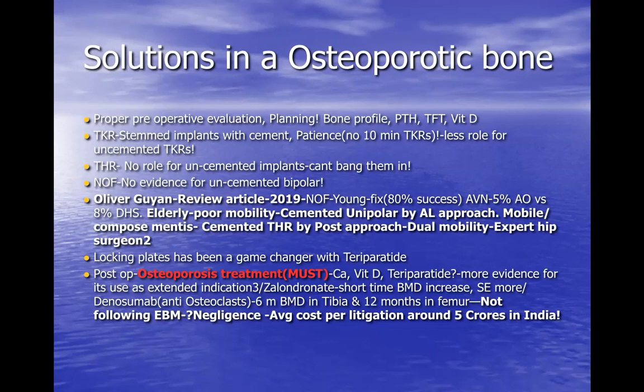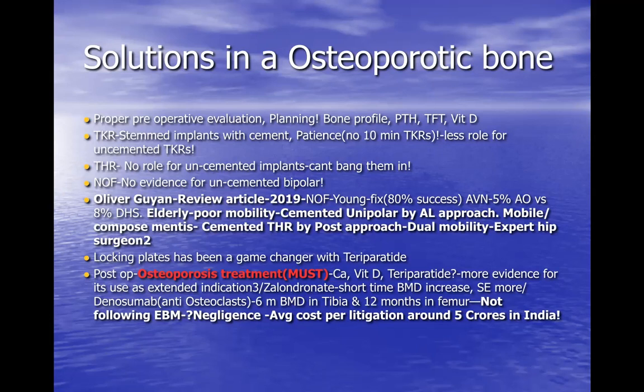More evidence is coming for its extended use. I think the US FDA has also approved the use of teriparatide, not only for osteoporosis, postmenopausal osteoporosis, but as an extended indication in fracture healing and in osteoporosis and periprosthetic fractures. Zoledronate is very useful, cheap, but it does increase the BMD only for a short time, and there are increased side effects like jaw necrosis and atypical fractures in the femur, which you should be aware of.